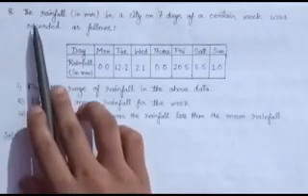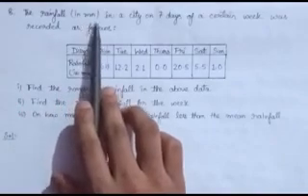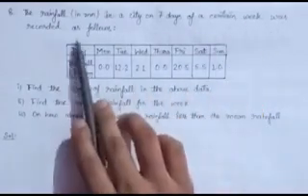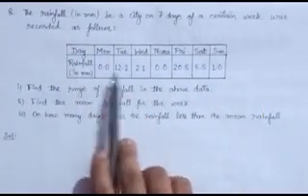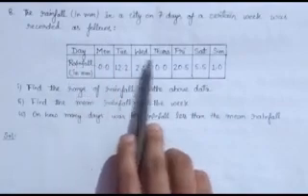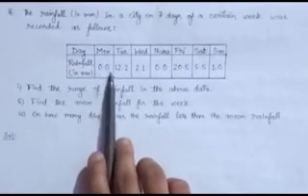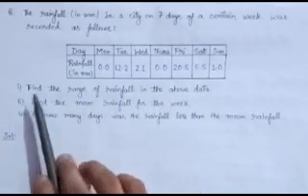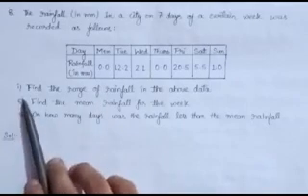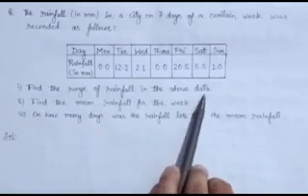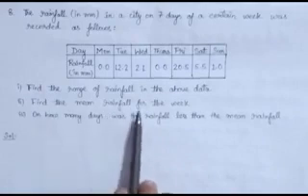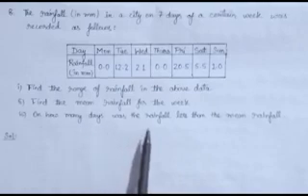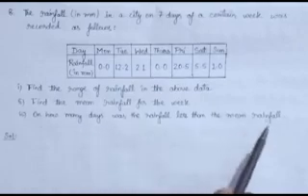Next question, we have: the rainfall in millimeters in a city on 7 days of a certain week was recorded as follows. As you can see from this table, here it is given day and in this row it is given the rainfall on the corresponding days. Now from this table we have to find the range of rainfall in the above data, find the mean rainfall for the week, and third, on how many days was the rainfall less than the mean rainfall.